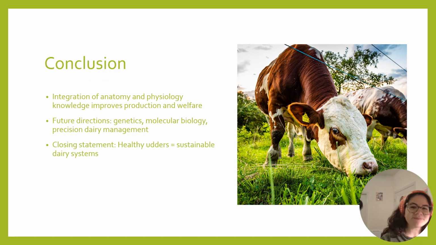In conclusion, integrating knowledge of udder anatomy and physiology is essential for improving domestic animal production and health. Future directions include genetic selection, molecular biology, and precision dairy management. Ultimately, healthy udders are the foundation of sustainable dairy systems.